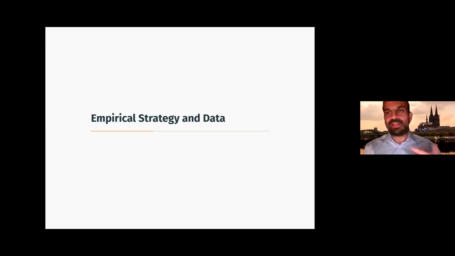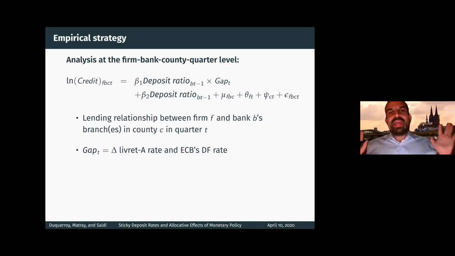Okay, so with all this in place, what's our empirical strategy? The heart of the analysis will be a typical credit registry analysis that many of you have seen in seminars, and some of you may even be sick of, but here goes nothing. So the analysis is at the firm, bank, county, quarter level, which means we are zooming in on a lending relationship between firm F and bank B's branches in county C in quarter T, okay? And then we're looking at whether a regulated deposit-dependent bank differentially adjusts its lending behavior when the funding cost gap between the Livret A rate and the ECB's monetary policy rate changes.